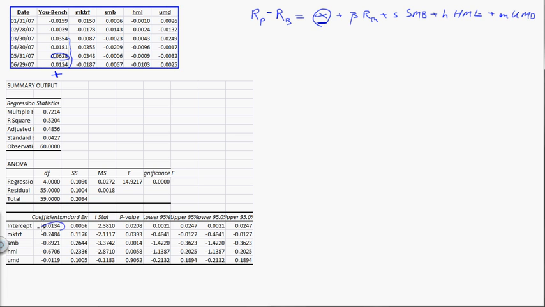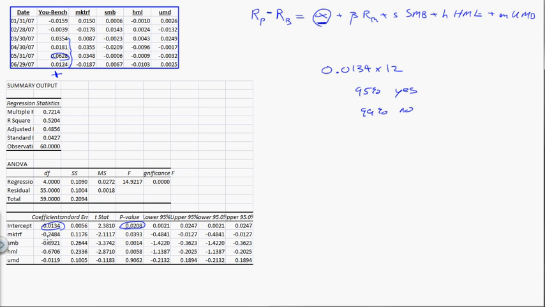So alpha is positive, and it's significant. It's not significant at the 99% level, but significant at the 95% level. So I may ask you a question, what was your alpha? Well, it was 1.34%. I may ask you to annualize it. Was it significant at the 95% level? Yes. Was it significant at the 99% level? No. So generally I'll ask you 90, 95, or 99% level.